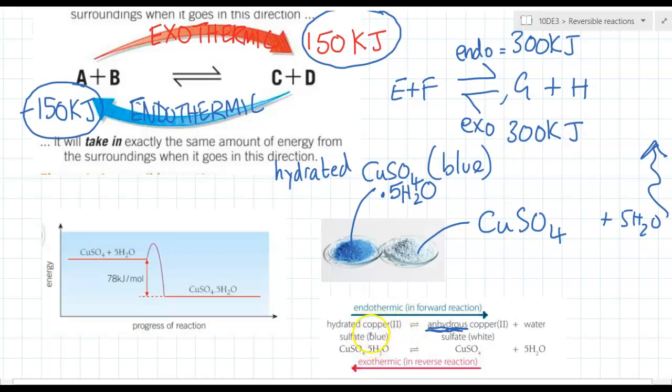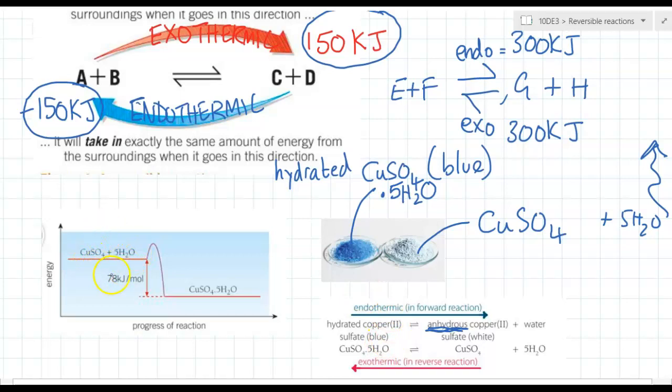Remember what we said about the energy. The blue copper sulfate needs to take energy in by being roasted. It's endothermic going forwards. It's taking in heat. And so if I do the opposite and add water to the white copper sulfate and it goes backwards this way, it goes from white to blue, it gives out energy. Heat it up, takes in energy, goes white. Add water back again, gives out energy, turns blue.